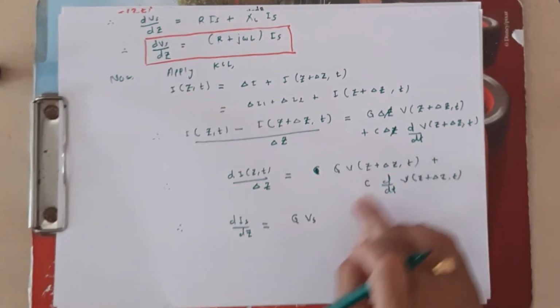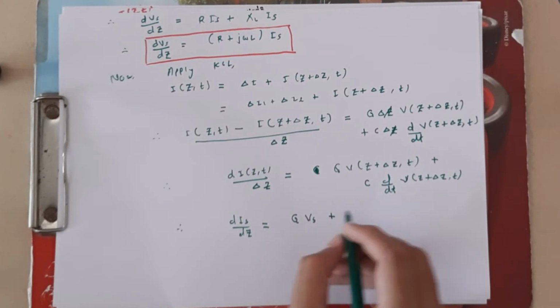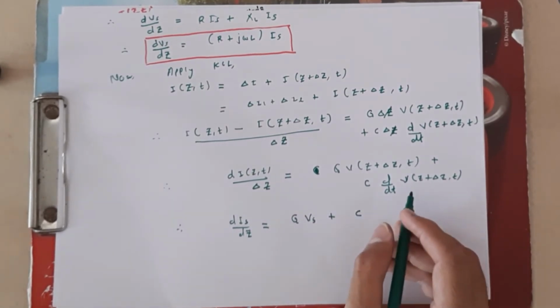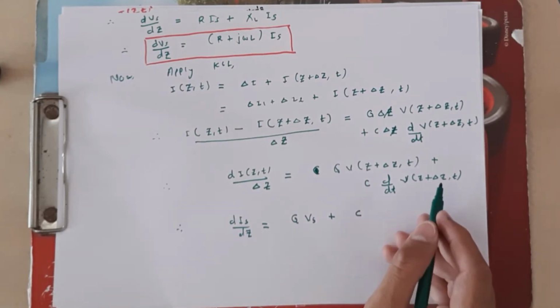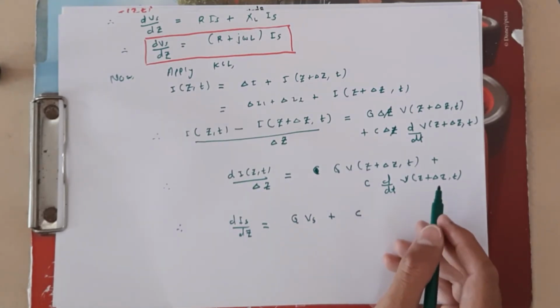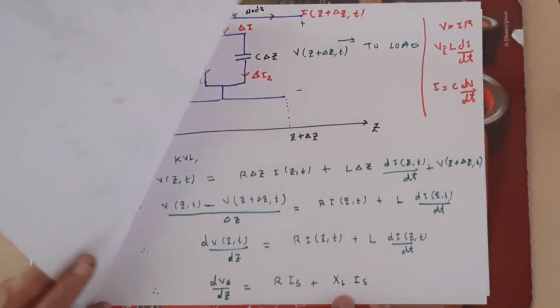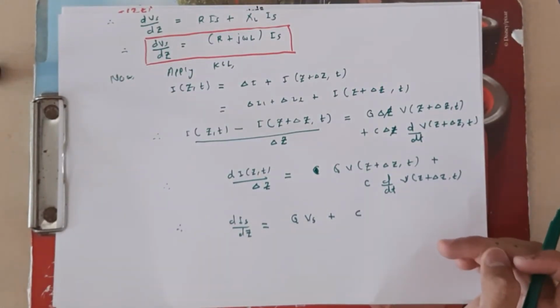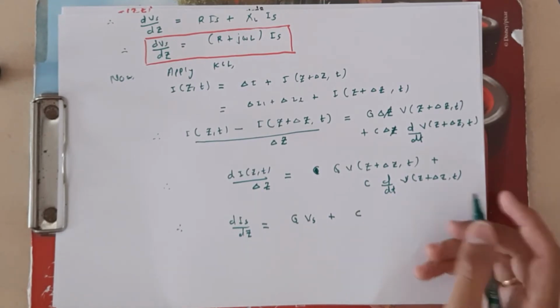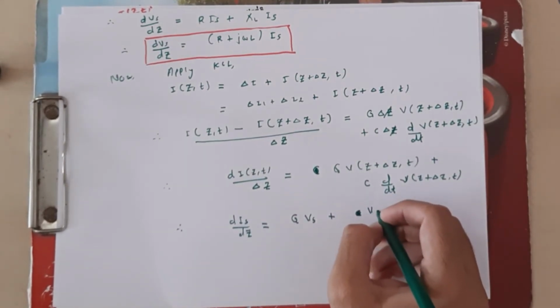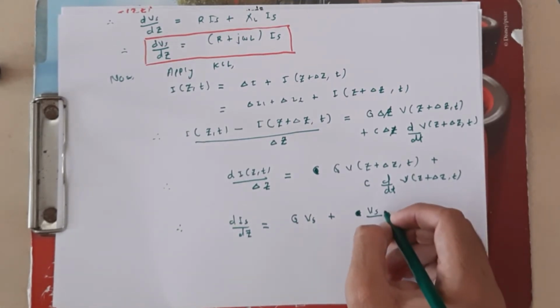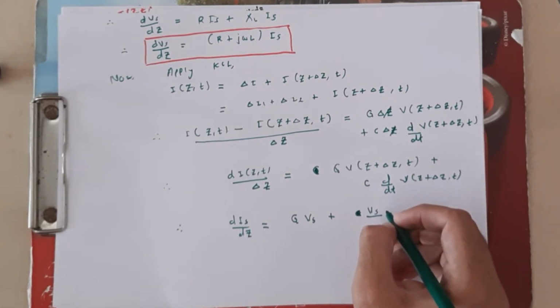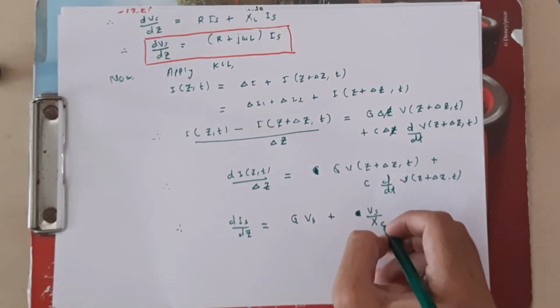So this dV/dz is nothing but Vs times C, and I have to again apply the same concept that we have already applied in the case of the inductor. In the case of the capacitor you can apply the same concept. So this is nothing but Vs into Xc, and what is Xc? Xc is 1 upon j omega C. So here it is Vs by Xc.